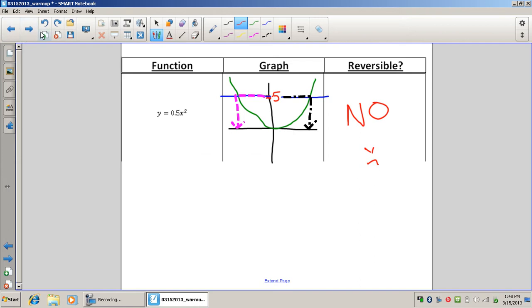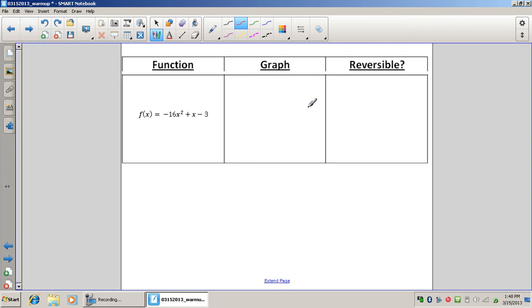But here's another one. It's also a parabola, a slightly different parabola. Again, we look for any y value that we pick. It's going to occur at two different x values, or two different input values. This one will also not be reversible. For instance, y equal to 2. It's going to occur at two different x values, and you can confirm that with the graph here. Definitely not reversible.